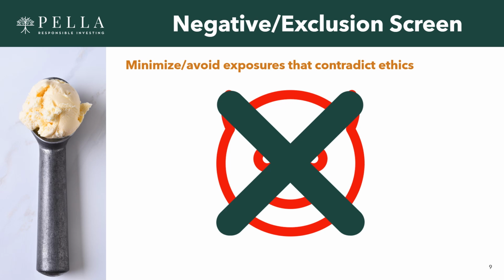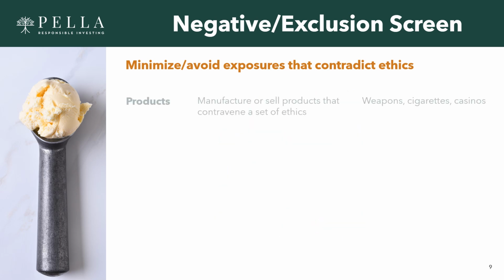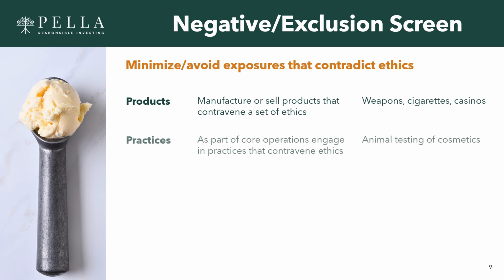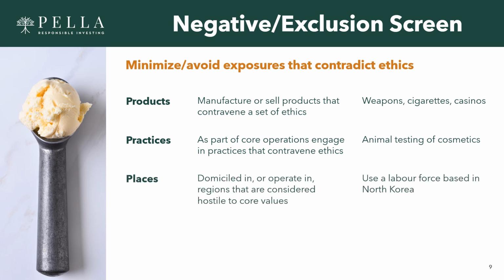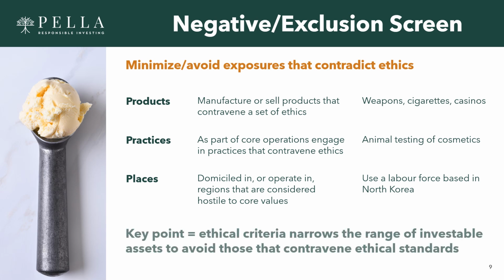The criteria can vary widely, but typically include product categories, which deals with investments that make money from products that contravene the ethical standards, such as weapons, tobacco, or operate casinos. Practices, which deals with investments whose activities contravene ethical standards. For example, avoiding firms that conduct animal testing of cosmetics. And places, which deals with investments based on the location of their operations. For example, steering clear of companies based in regions considered hostile or high risk. By applying these filters, we narrow the range of investments to avoid those that don't mirror our ethical convictions.